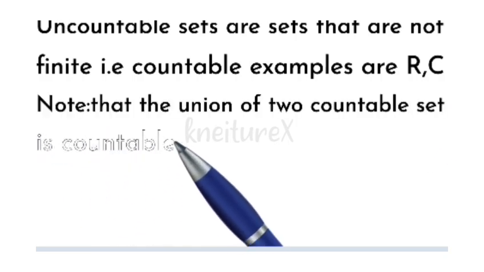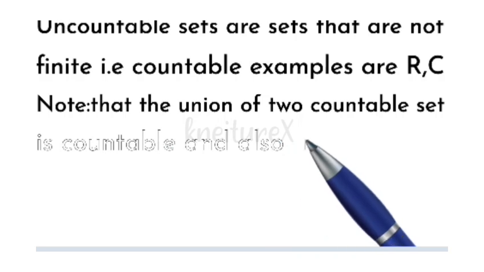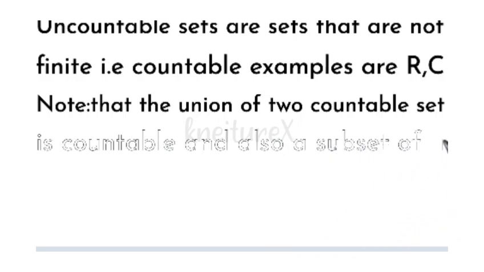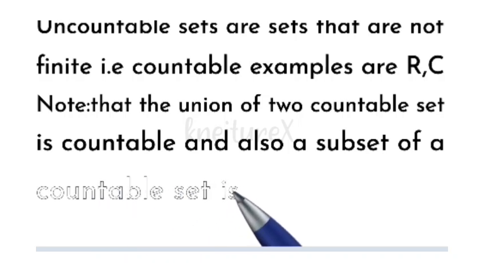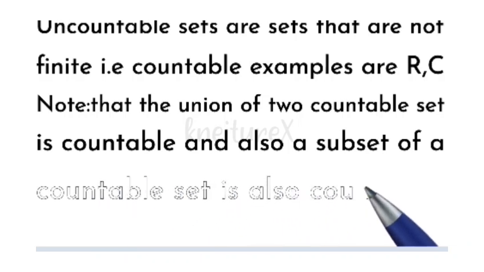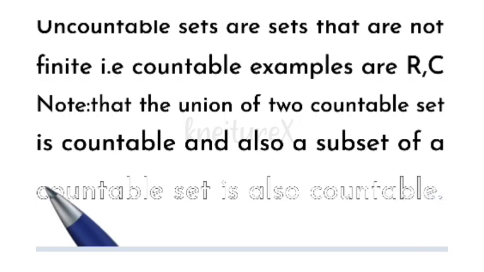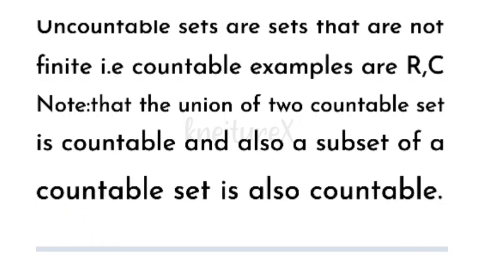We need to understand that when we have two countable sets, adding them together also gives a set that is countable. Also, a subset of a countable set is countable. So the mother gives birth to the child, not the child giving birth to the mother. As a result, the child is from the mother. So if the set is countable, the subset will also be countable.